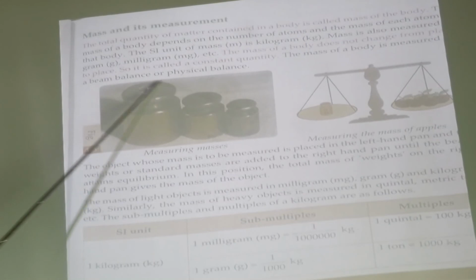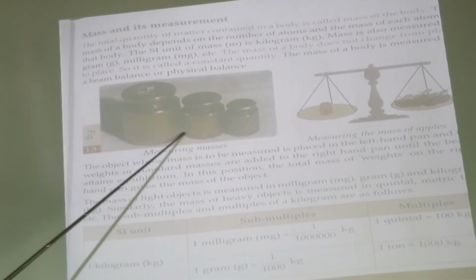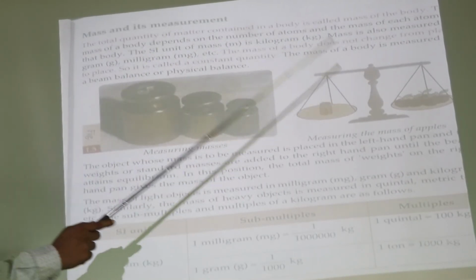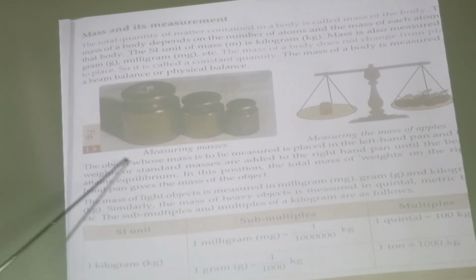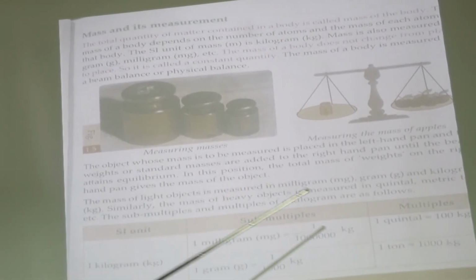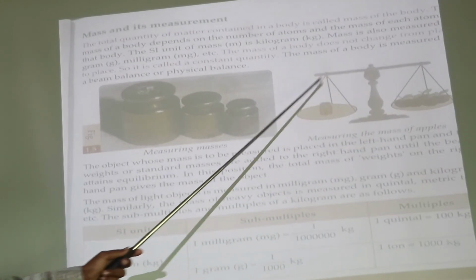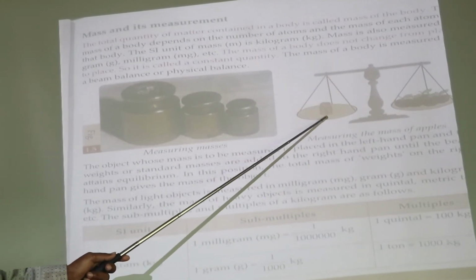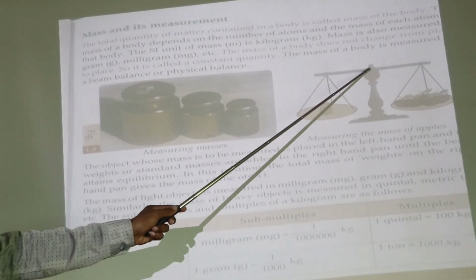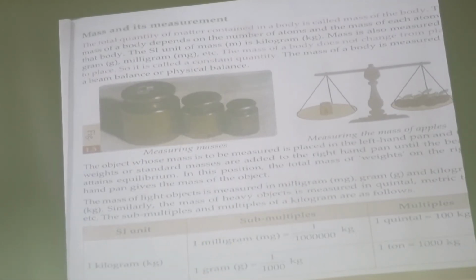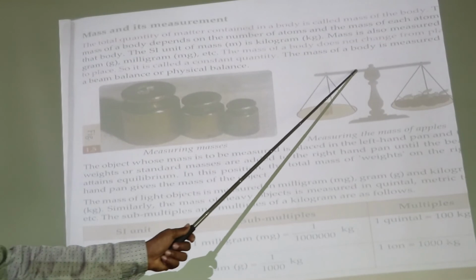Here is the example. This is the standard unit, whose weight is actually fixed. In this beam balance, on the left hand side, the mass is kept, and on the right side the standard unit is kept until the beam balance attains equilibrium. Equilibrium is perpendicular.